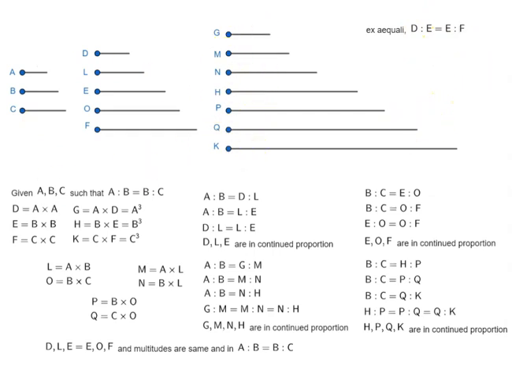Okay. Now let's look at the second part. The products of A and D, B and E, and C and F, they will also be in proportion. So G, M, N, H are in continued proportion. In what ratio? In the ratio of A is to B. H, P, Q, K are in continued proportion in what ratio? B is to C. So which means, and the number of numbers are also same. 4 numbers, 4 numbers. So we can say G, M, N, H equal to H, P, Q, K, and multitudes are same, and A is to B equal to B is to C. So which means ex aequali we can say G is to H is equal to H is to K. So the product of A and D is G, B and E is H, C and F is K, and these three numbers are also in proportion.